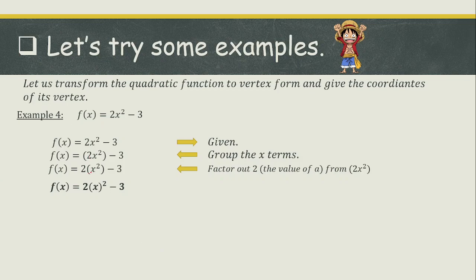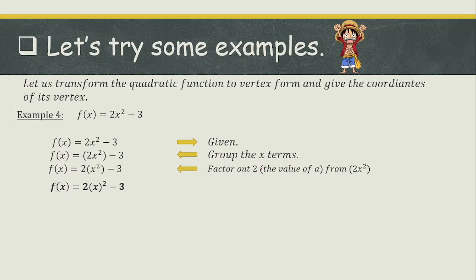Kasi para ma-consider natin siya class as a vertex form, kailangan dito, sabi ko nga yung nasa loob, kung perfect square trinomial siya, kailangan natin i-factor out. Dahil dito x squared lang siya, kasi yung factored form ni x squared is x raised to 2. Nasa labas siya ng parentheses.